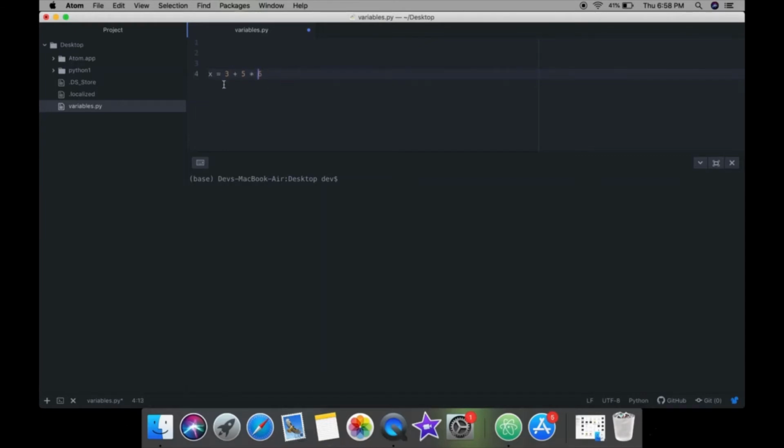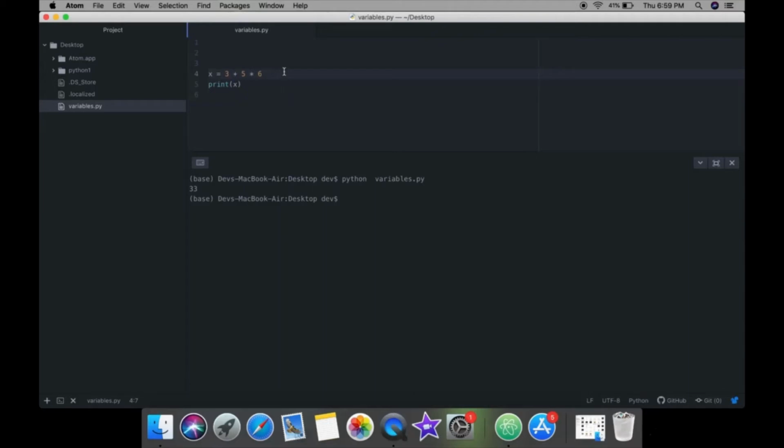So generally I need the answer like 3 plus 5 is 8, then 8 times 6 is 48, but let me print this one also, x here, command S, and when I try to run this with python variables.py, I get 33, and that is not even close to the desired result. And now the question is why this happened, even when I have written the plus symbol before the multiply symbol, then why does this happen?